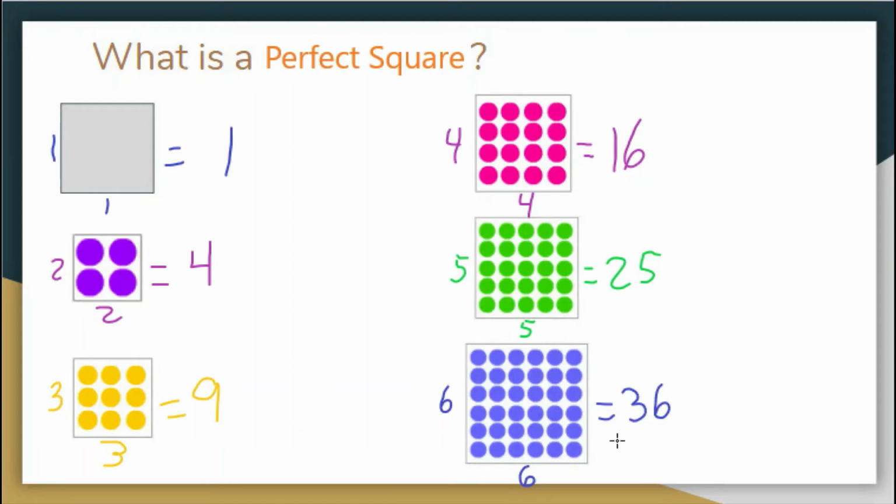And if we were looking for the square root, and we were going to put this under a radical, if I was looking for the square root of 36, I'm trying to figure out what number did I square, or what number did I square to get this? What number did I times by itself to get 36? Well, I know that is 6. So the square root of 36 would equal 6. So those are perfect squares.